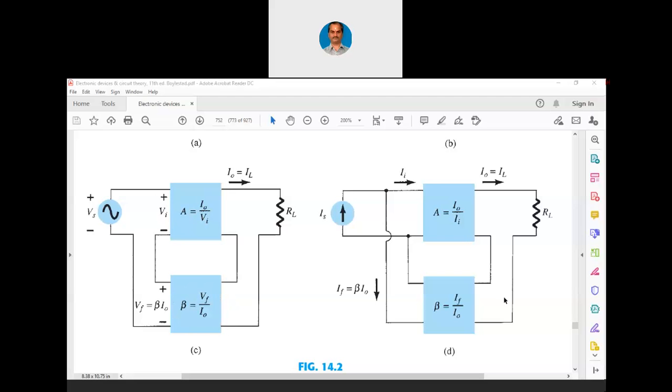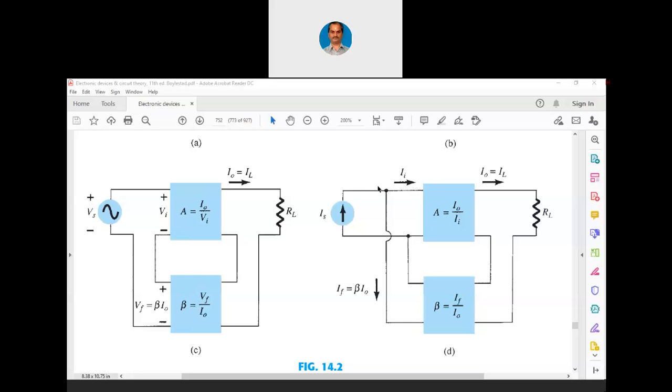Coming to the last feedback connection type, that is current shunt. The same thing is applicable here. You will have to visualize that R1 and R2 here. R2 is much less than R1. You will have to visualize that. But we are taking the output current and we are feeding back in parallel.